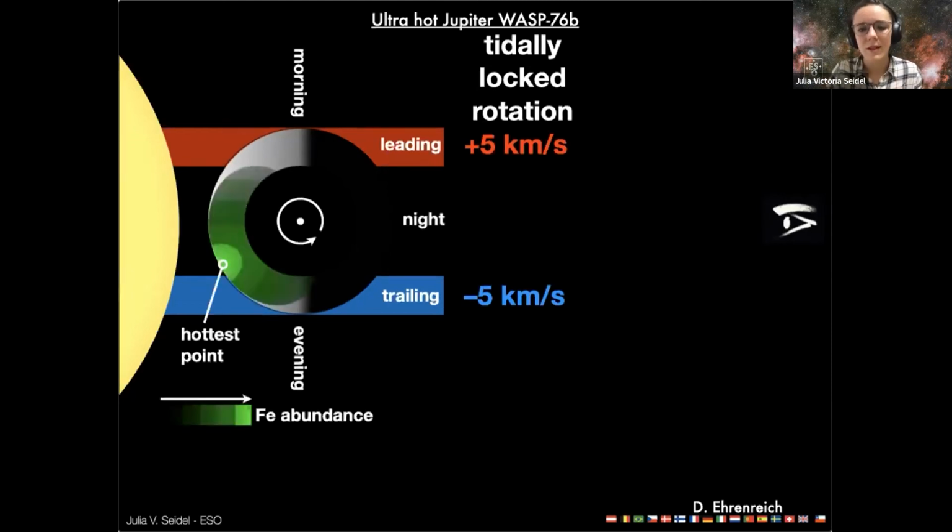Kind of weird. So the idea is, okay, if the iron gets heated up while it's on the day side, but the atmosphere is also rotating, this hottest point where the iron abundance is the highest is a little bit offset towards the trailing limb because the iron needs a little bit more time to be heated up and is then dragged with the atmosphere.